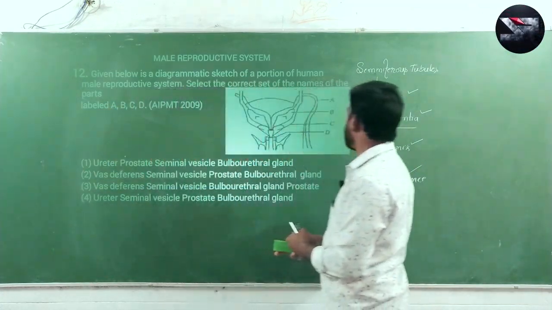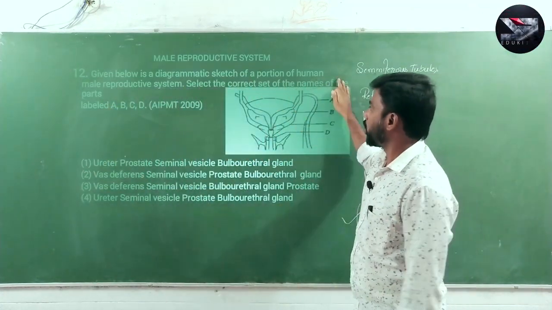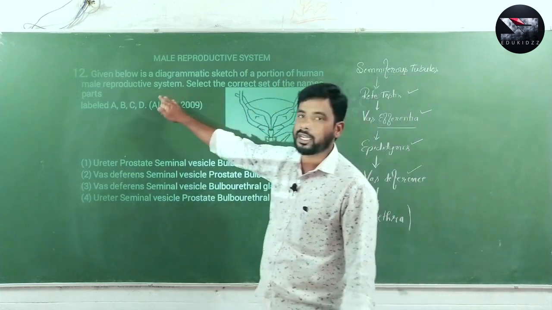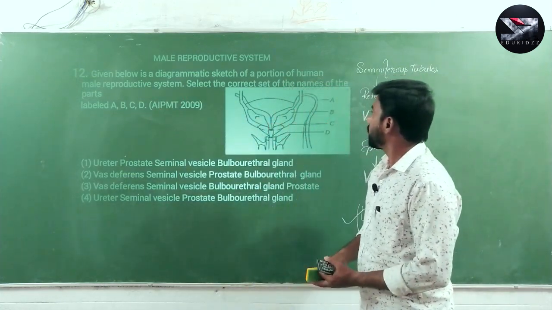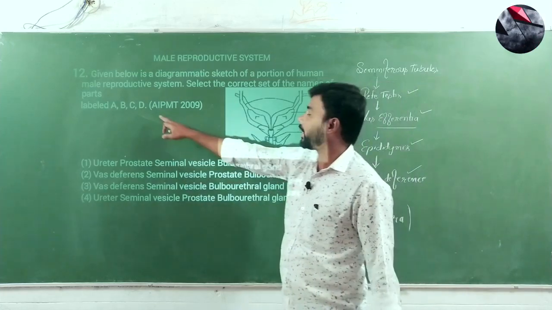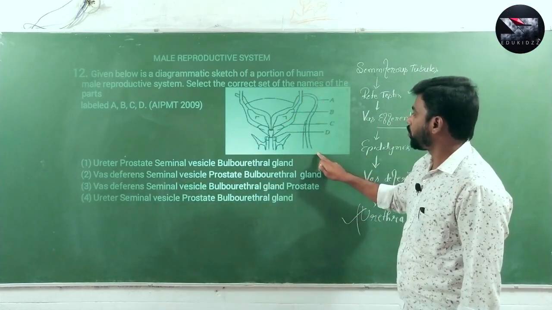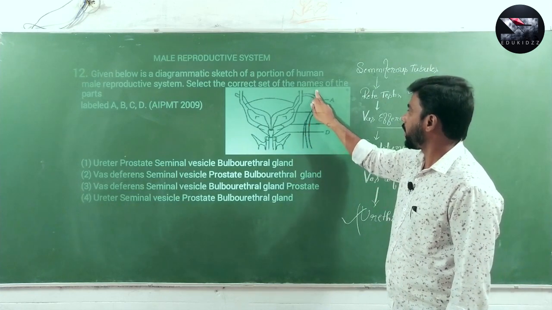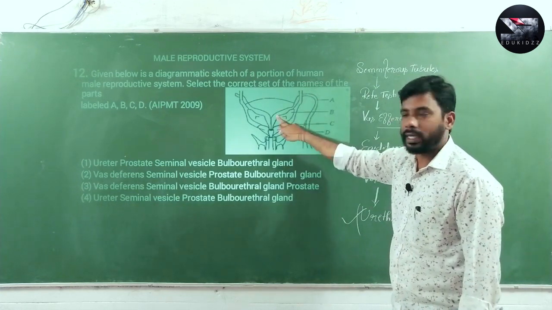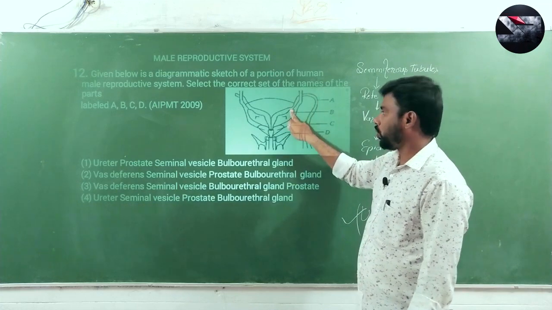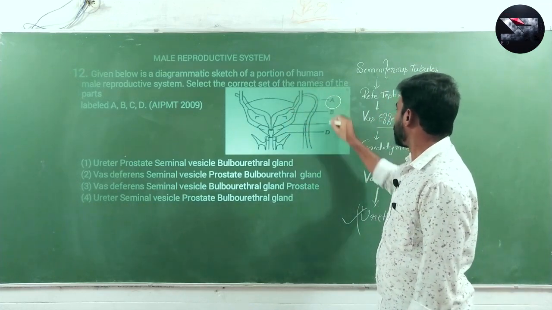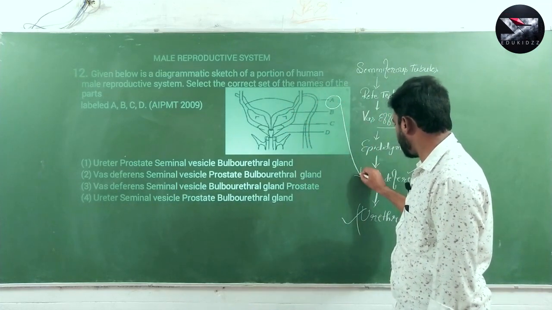So given below is the diagrammatic sketch of the portion of human male reproductive system. Select the correct set of names of the parts labeled as A, B, C and D. Now let us take here A. A is a duct which ascends to the abdomen. This one is for sure vas deferens.